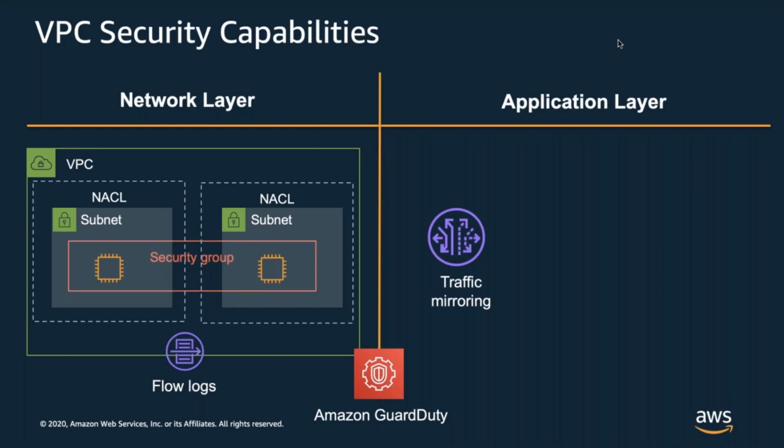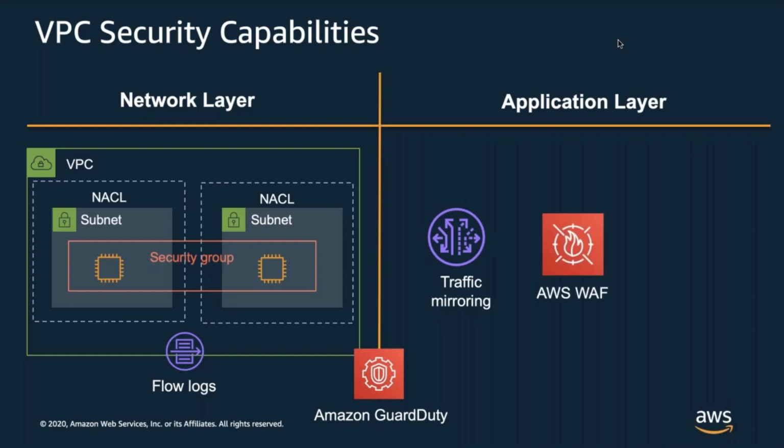Finally, in the application layer, if you want to start monitoring your traffic and looking deeper into the packets, you can enable Amazon VPC Traffic Mirroring, and that will give you insights into kind of like a virtual tap into what traffic your instances are receiving or sending.